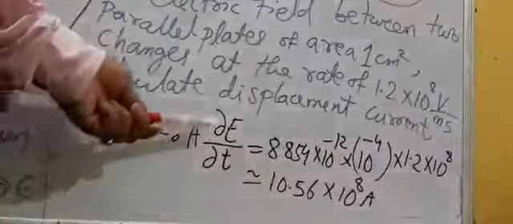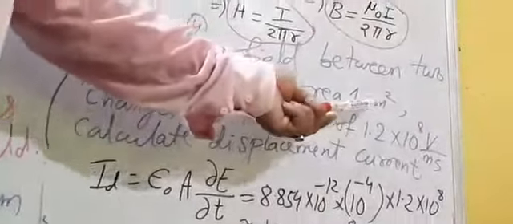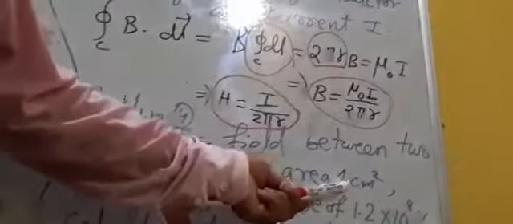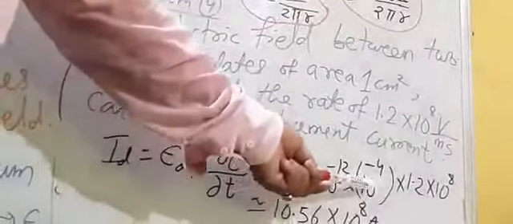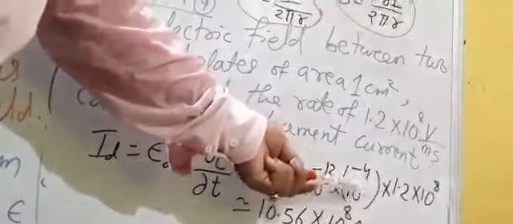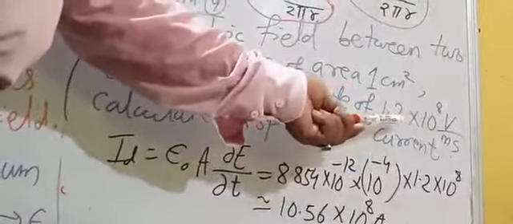So epsilon is the permittivity of free space, the value is 8.854 times 10 to the minus 12. Area is given as 1 centimeter square. If you convert into meter square, it is 10 to the minus 4 meter square. And the rate of change of the electric field is given as 1.2 times 10 to the 8. If I put the values here and calculate the total, it will be 10.56 into 10 to the 8 ampere. So it is the displacement current.